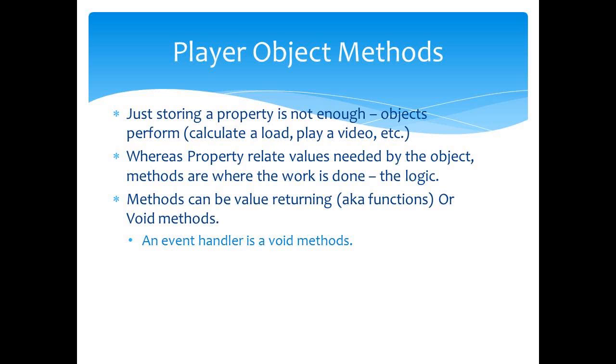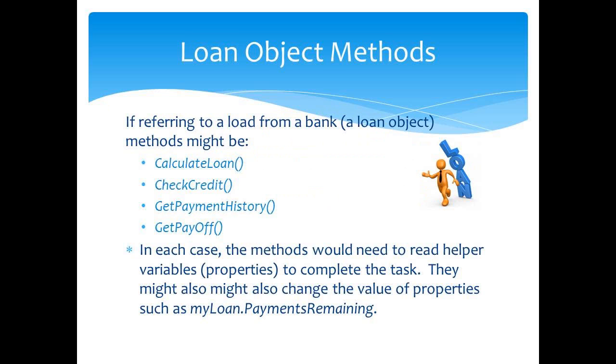An example of a void method would be an event handler. Okay, we have a click event. When the button is clicked, we go out, we do something, we jump back, and we continue where we left off. When we look at that loan object now, we've looked at the properties, let's talk about the methods that we might find in a loan object, where the work is done, where we actually do most of our coding.